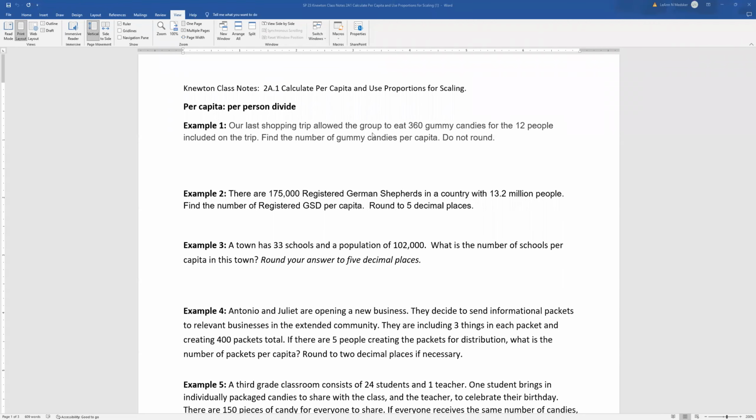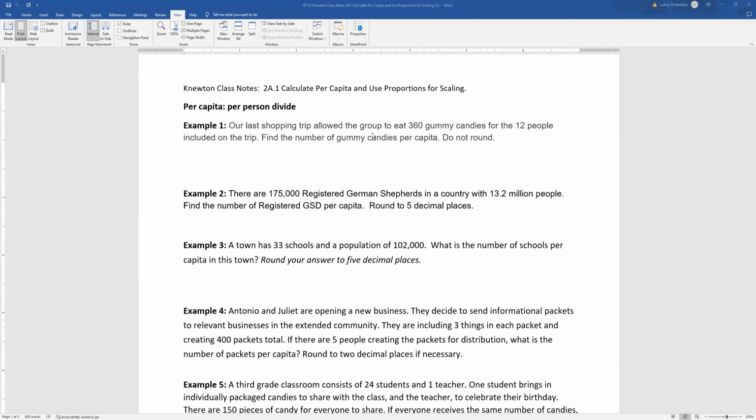All right, this is the start of the videos for week 2. 2A1 is the first one. We're going to be calculating per capita and using proportions for scaling. So first of all, you have to know what per capita means. It means per person usually. We're going to be dividing.